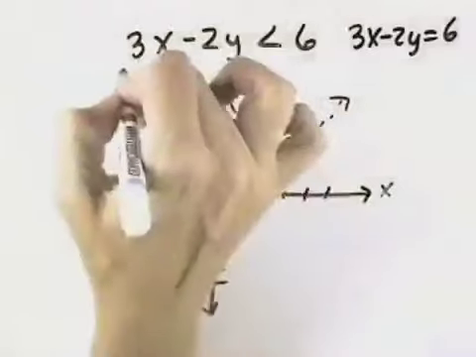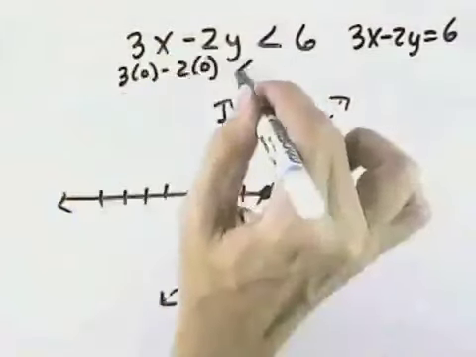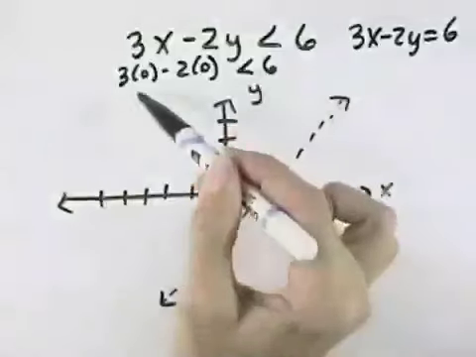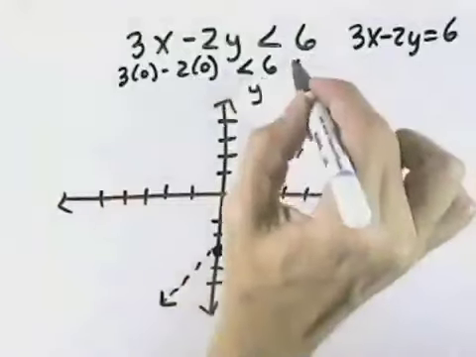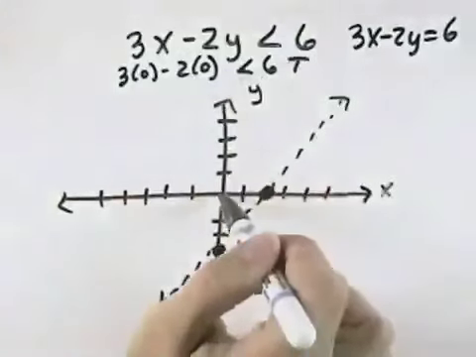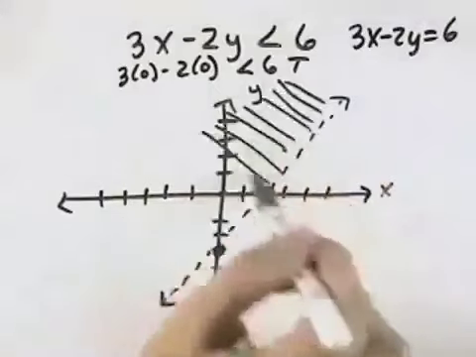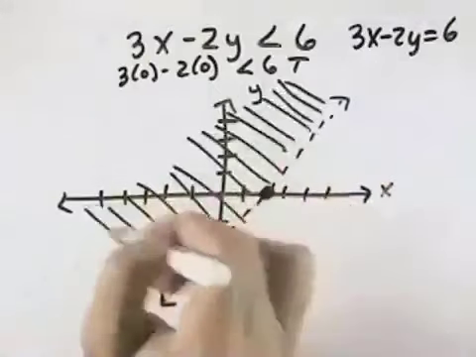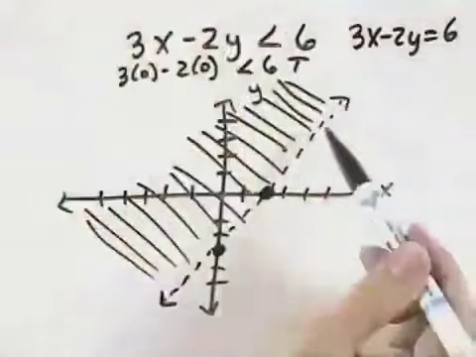So that if I substitute the origin, 3 times 0 minus 2 times 0, into this equation, I want to know, is that a true statement? Well, 0 minus 0 is 0, and 0 is less than 6, so that is true. That means shade the side that that test point was on. So that means I need to now shade the upper portion above the dotted line, so that the graph of my inequality is everything to the up and left of this dotted line.